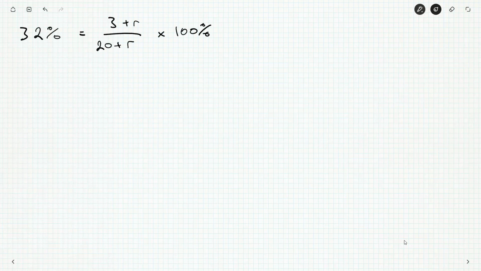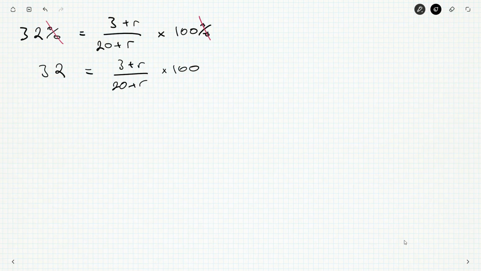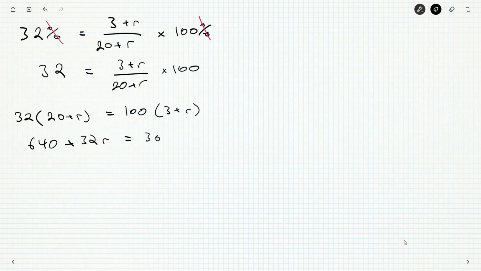Okay, so what am I going to do? Well, I'm going to cancel out the units, percentages. Less of a thing I need to write. So I get 32 is (3 plus R) over (20 plus R) times 100. I'm going to multiply both sides by 20 plus R. And we can expand out. 32 times 20 is 640 plus 32R. Then we'll have 300 plus 100R.